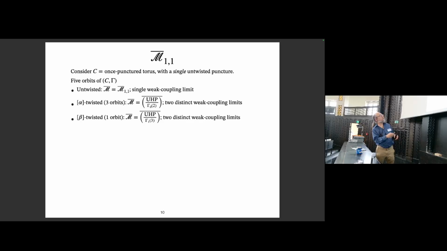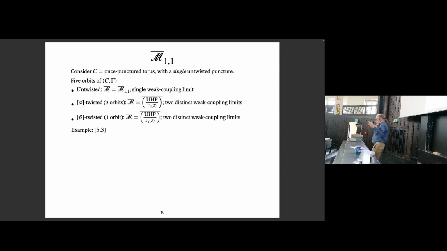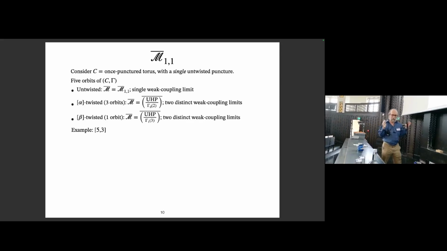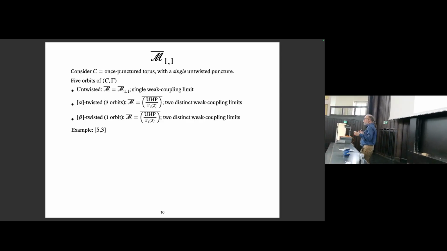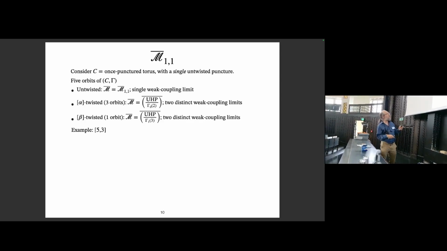And there are 3 such orbits because there are 3 conjugacy classes here which don't get mixed. And there are 2 distinct weak coupling limits associated to each of those. Or I could have a beta twist around, say, the A cycle, in which case I have the upper half plane modulo gamma 1 of 3. And again, there are 2 distinct weak coupling limits. So, okay, that sounds very abstract. Let's take the simplest possible thing. We'll take the simple puncture in the untwisted D4 theory. So that's the subregular orbit of D4, which is the partition 5, 3.